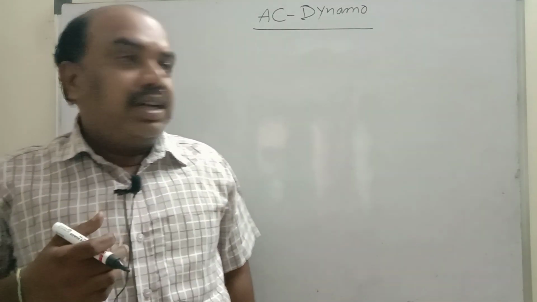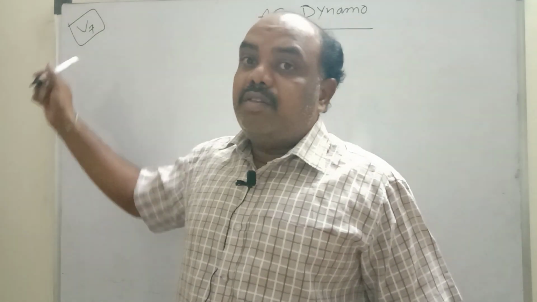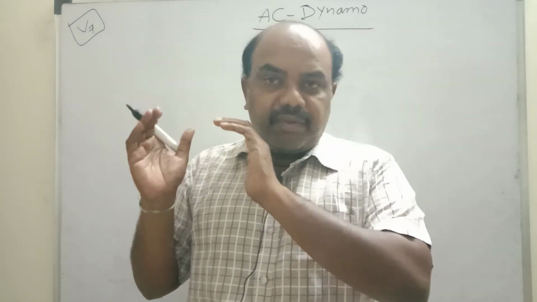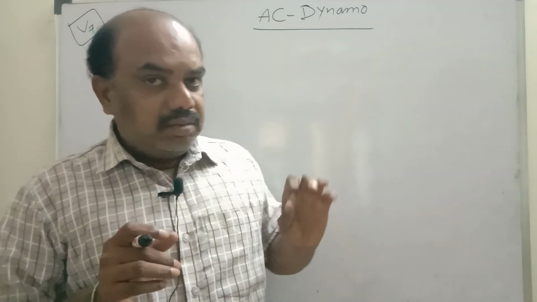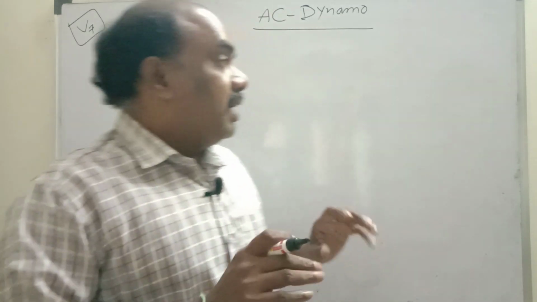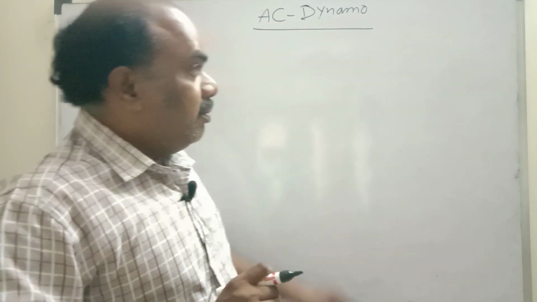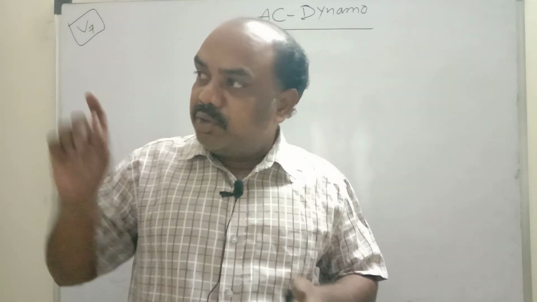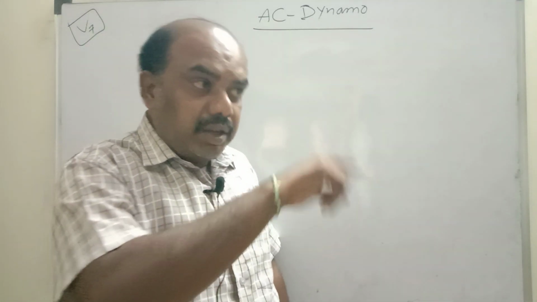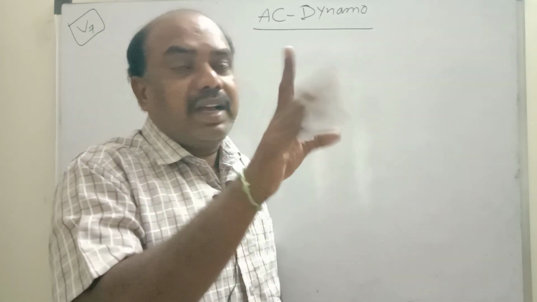Before going to this video on AC dynamo, you need to understand video number 6, that is electric motor. The construction of the electric motor and the AC dynamo, and the next video, DC dynamo, are almost similar, with only a small variation. In an electric motor, if you switch on, the fan rotates. Here, just the reverse happens. If you rotate the armature, current comes.